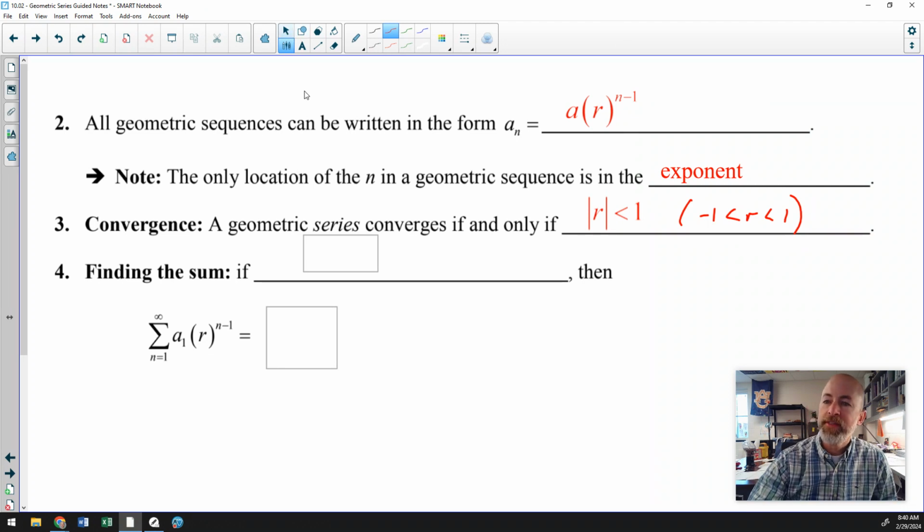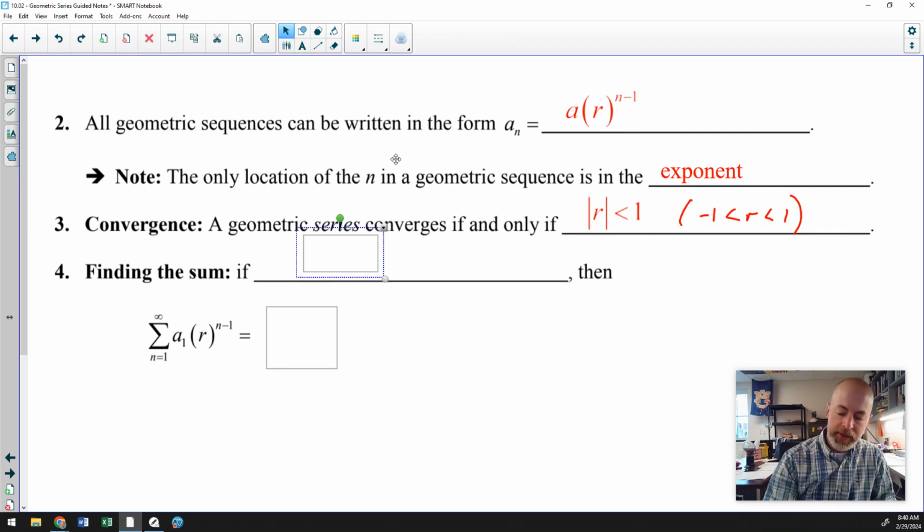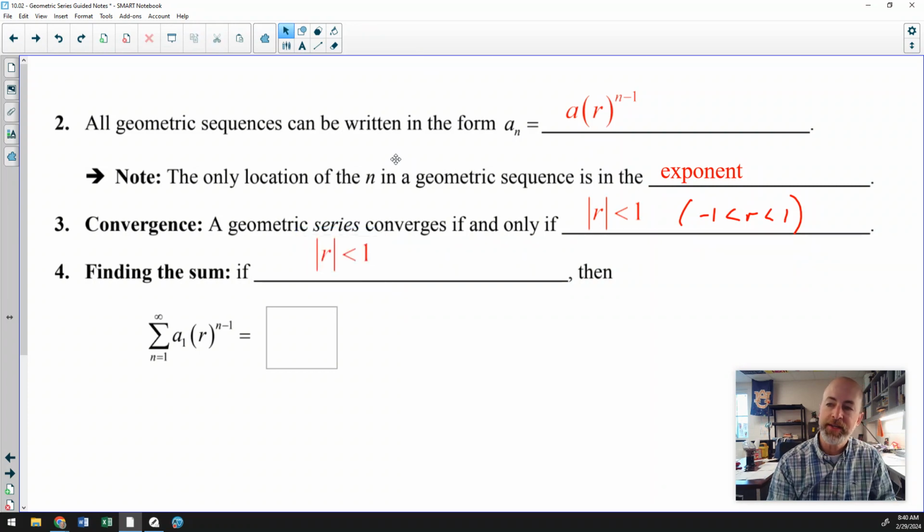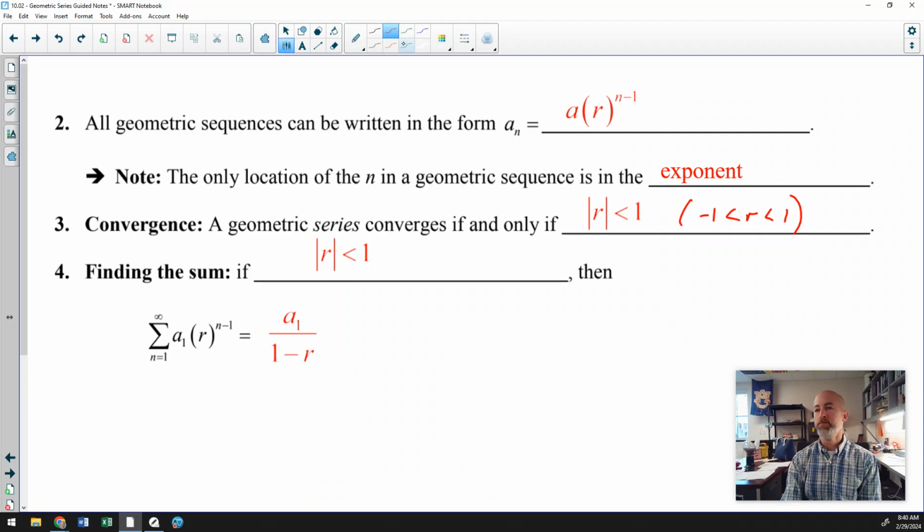And if you want to find the sum of a geometric series, this is one of the few series that we will actually learn how to find the sum. If the series does converge, if the ratio is less than 1, the sum of a geometric series is always the first term divided by 1 minus the ratio. So a sub 1 is the first term. I maybe should define that.